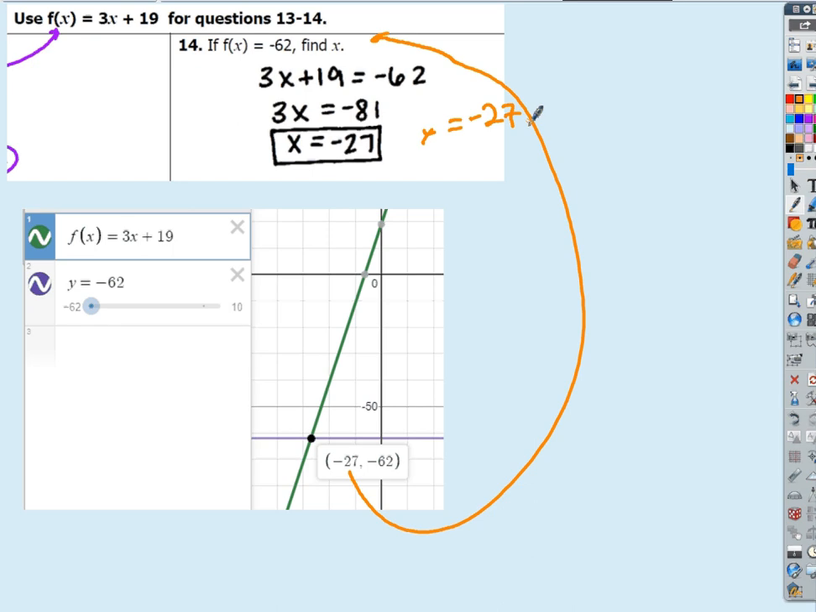Algebraically, I would just set the function equal to negative 62 and solve, right? It's not hard algebra, but sometimes it might be in the future, right? And if it's really hard algebra and you can use the Desmos calculator, you don't have to do it. You can solve it this way, okay? All right, so we know how to do that.